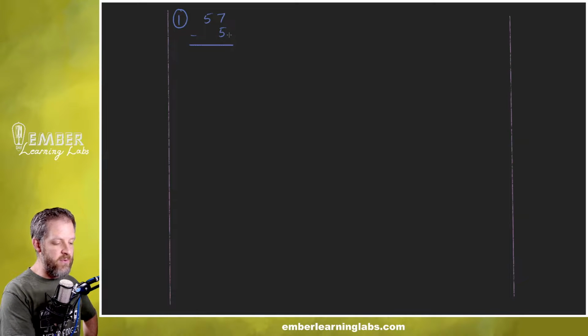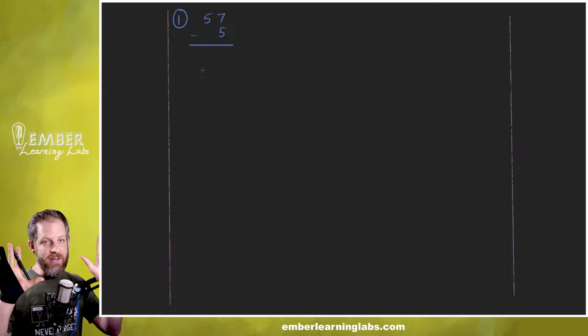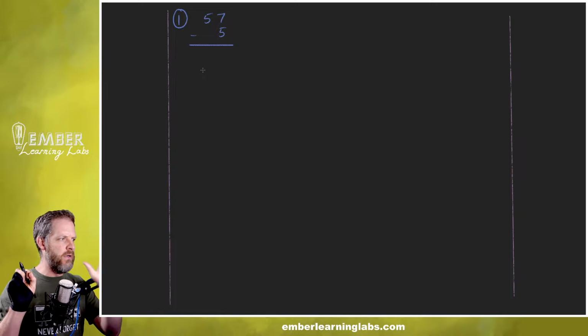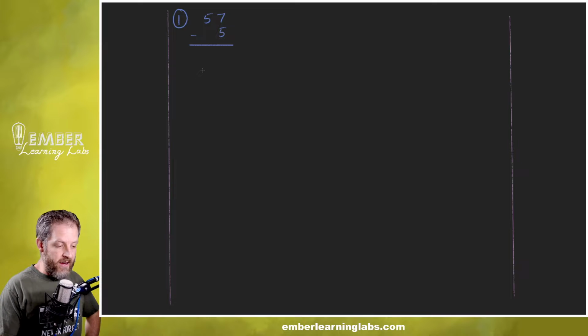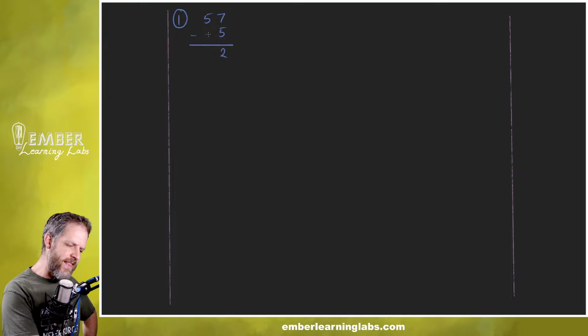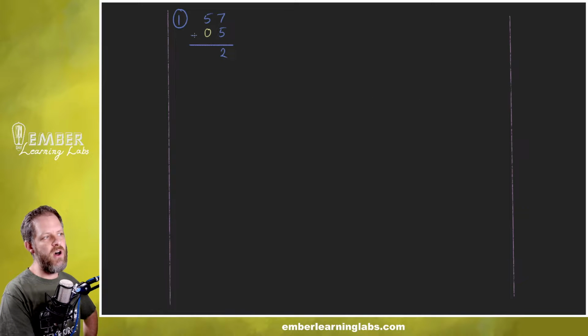So 7 minus 5. Can we take away 5 from 7? Well, yes, we can. If we have 7 and we take 1, 2, 3, 4, 5 away, we end up with 2. There it is. Now you can see me. And so we just do 7 minus 5 is 2. And then 5 minus nothing. You can either add that 0 in there, or you can just leave it as long as it's lined up.